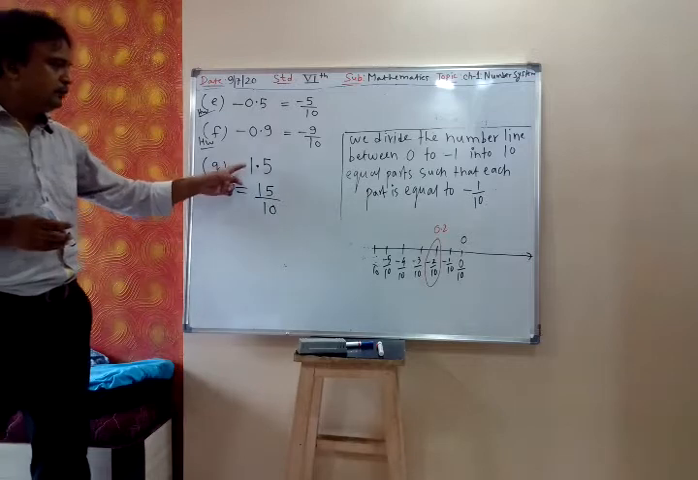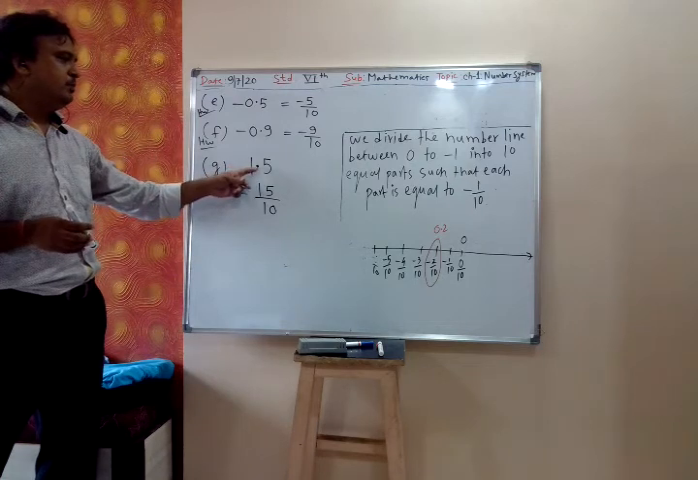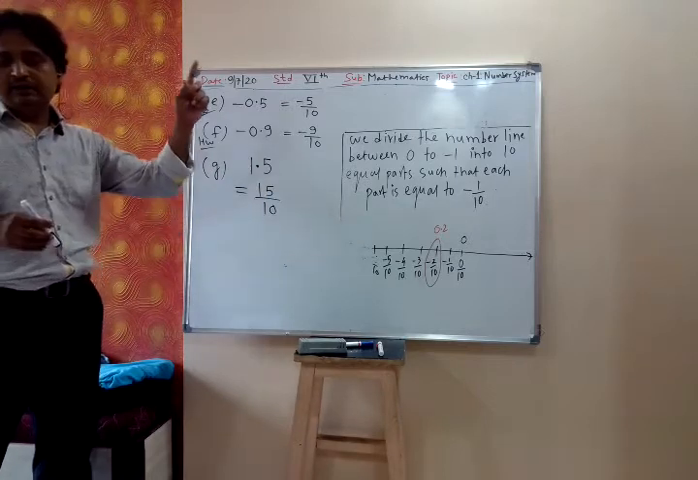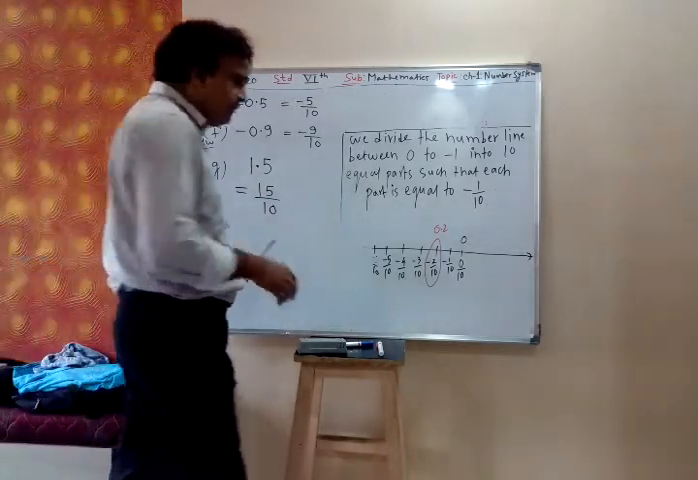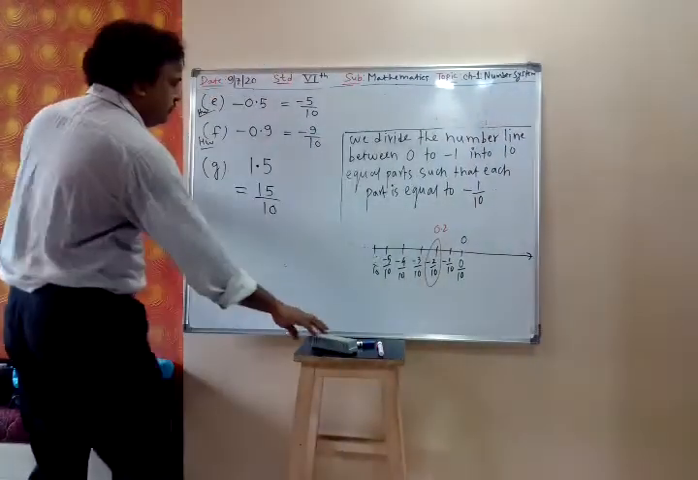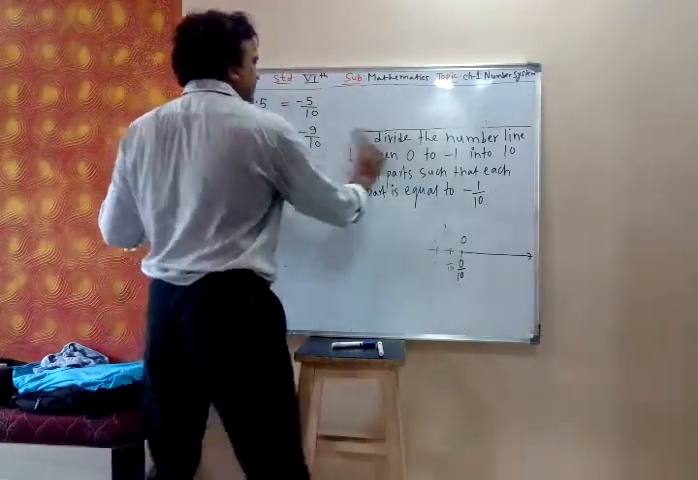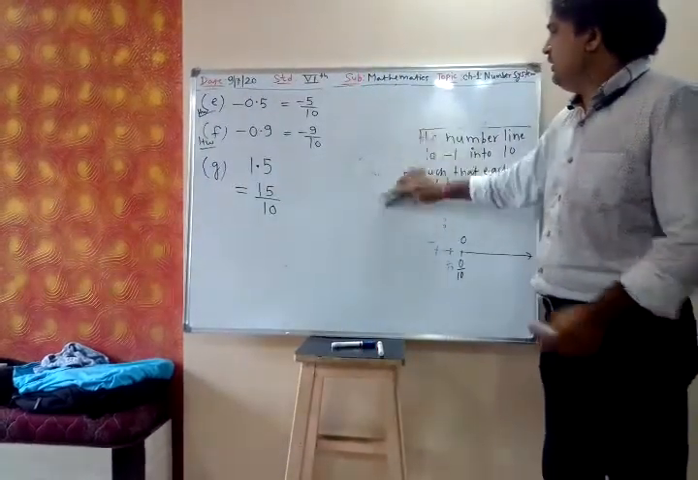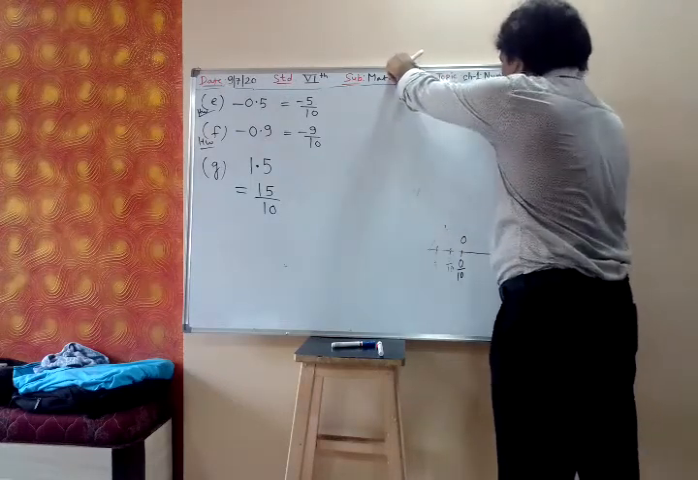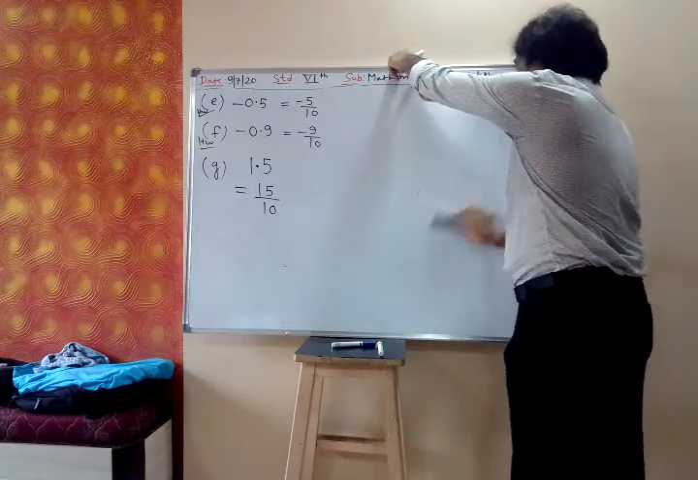It is 1 point, and 1 point means it is more than 1. So I will divide the number line between 1 and 2 into 10 equal parts, because it is 1.5. So it is greater than 1 and it is less than 2.